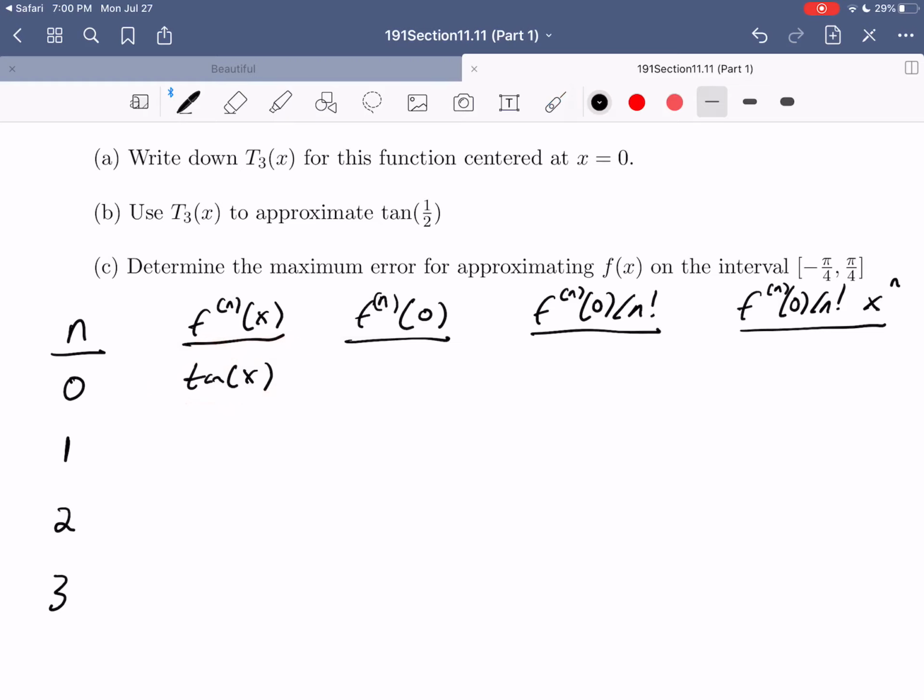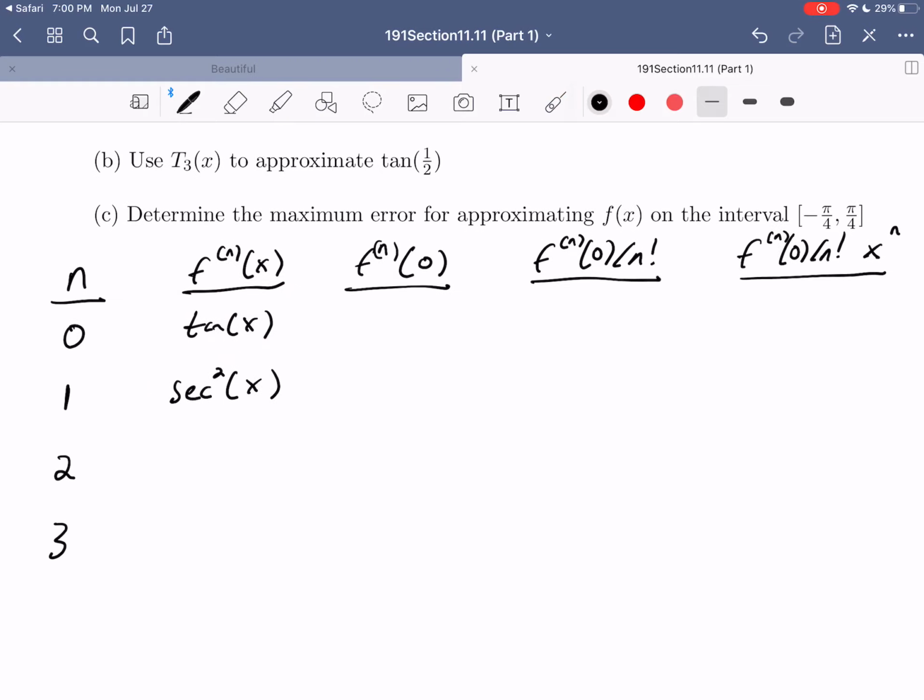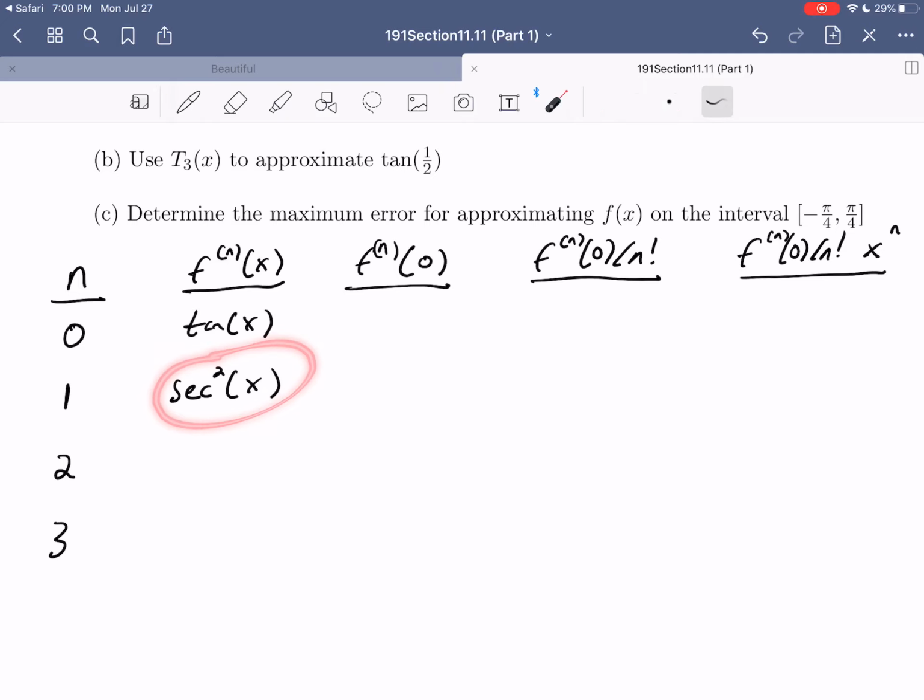Okay, first derivative should be nice and easy. That's going to be secant squared. Then to differentiate this, we're going to have to do chain rule. So we're going to get 2 secant x, and then times the derivative of secant, which is going to give us another secant factor, so 2 secant squared, and then a tangent factor.